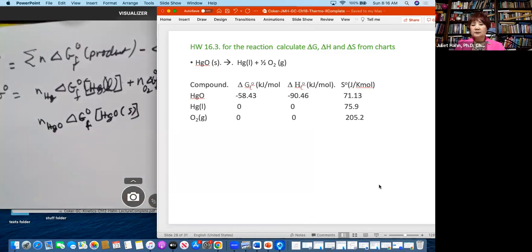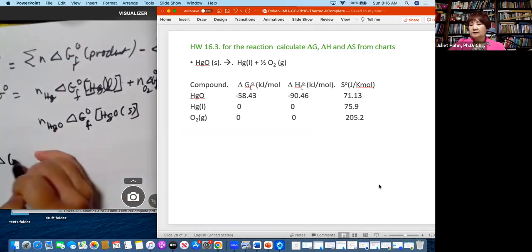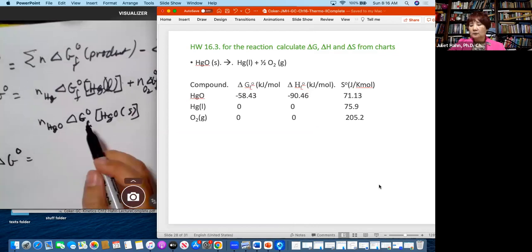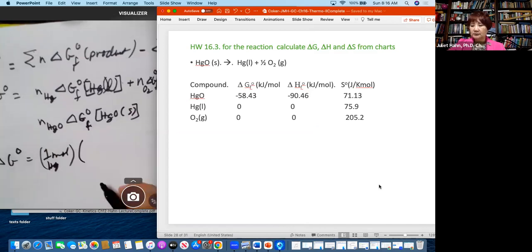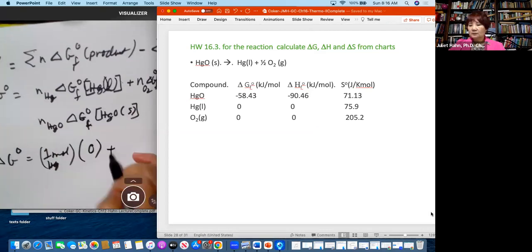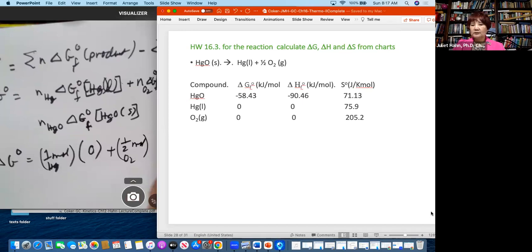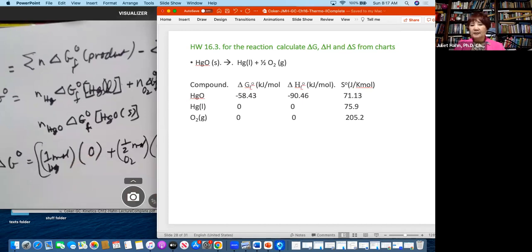So we can go ahead and plug in what we have. Delta G is equal to the number of moles of mercury, which is 1 mole, times the Gibbs free energy of mercury, which is 0, plus how many moles of oxygen do we have? We have half a mole of oxygen times the value of delta G for oxygen, which is 0. So you add those two together.